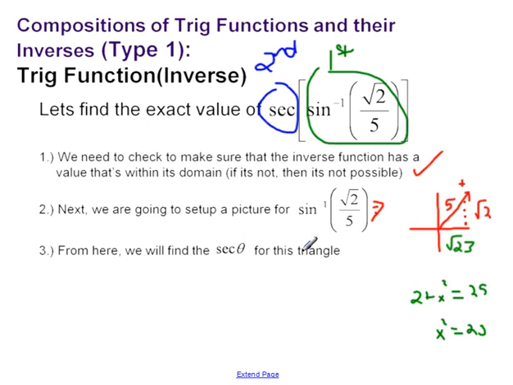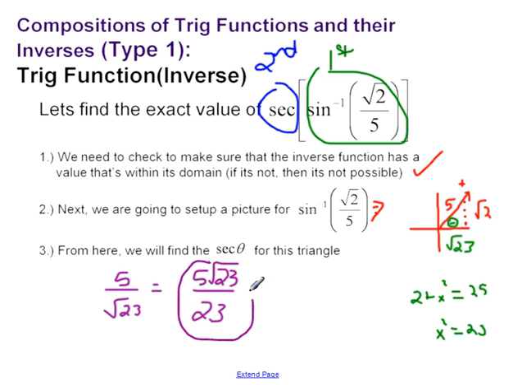So then we want to find the secant of theta next. Well, nice thing is we don't actually have to know what theta equals. All we have to do is be able to use this theta here and use our triangle. So the secant, that's the reciprocal of cosine. So it should be 5 over root 23, which comes out to be 5 root 23 over 23. That's it.